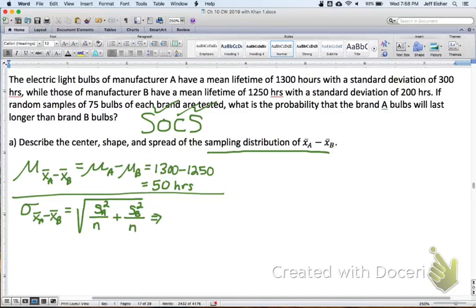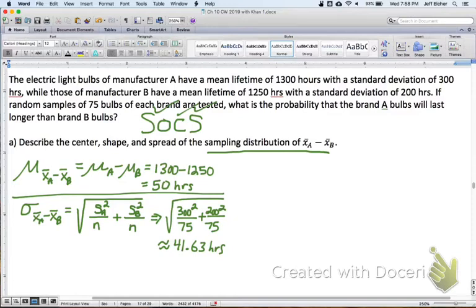So to calculate this, we would have the square root of, both sample sizes were 75, and the sample standard deviation of A was 300 squared, and the other one was 200 squared. And that would be how much our sample mean difference is expected to vary from sample to sample. And this equals approximately 41.63 hours. So we have a 50 and we have a 41.63.